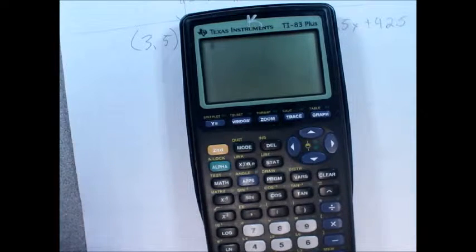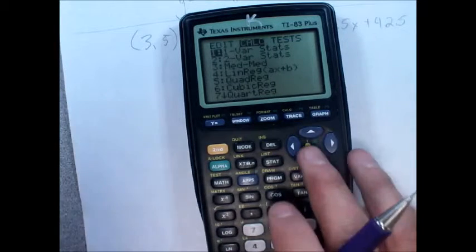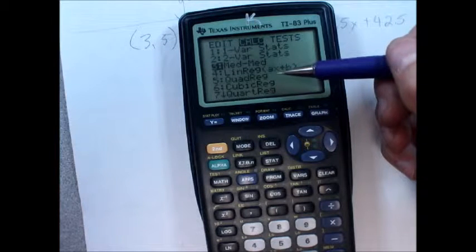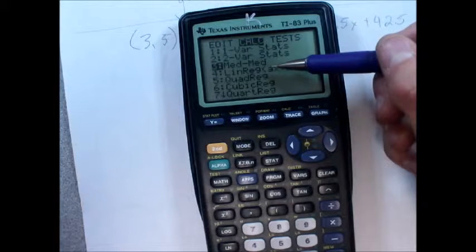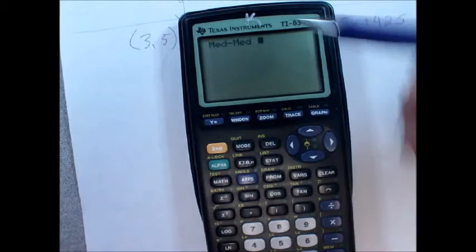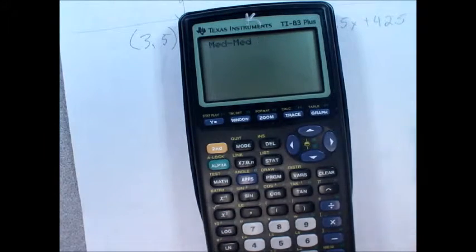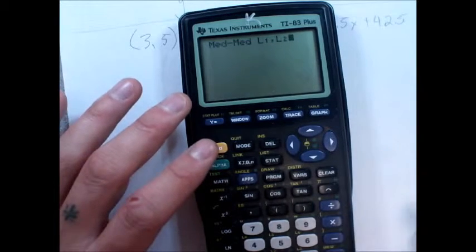You're going to press stat again, tab over to calc, go over to med. See where that says med? This is the median fit line. Okay, this is how we would find the median fit line. We'll press enter on it. Okay, if it asks you to, you have to input your two list numbers. So for me, that was list 1 and list 2.